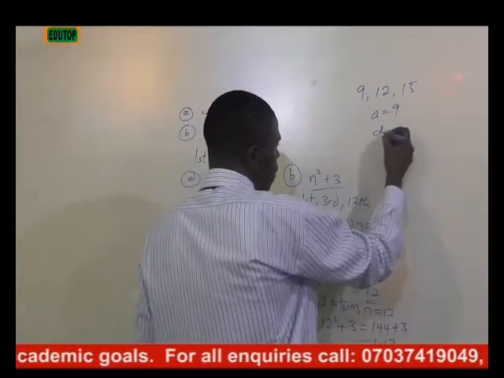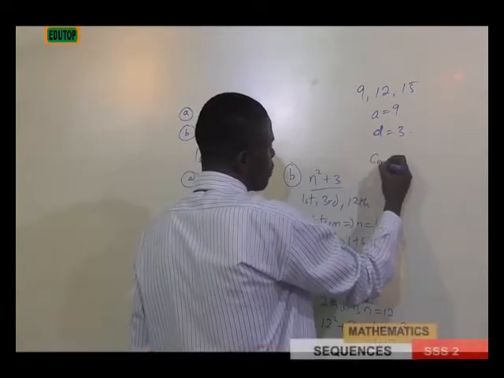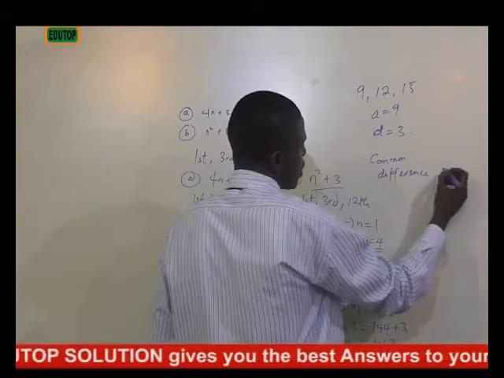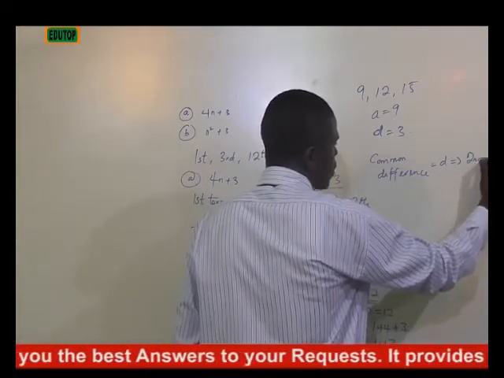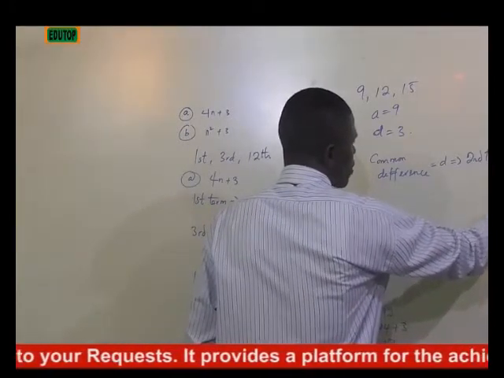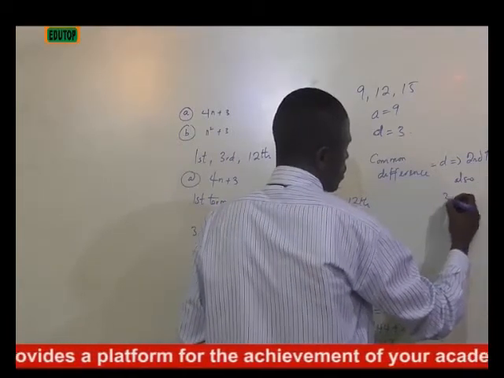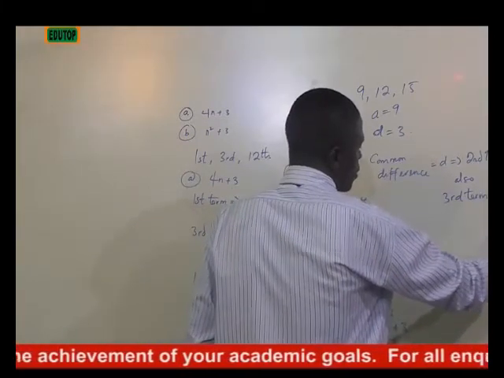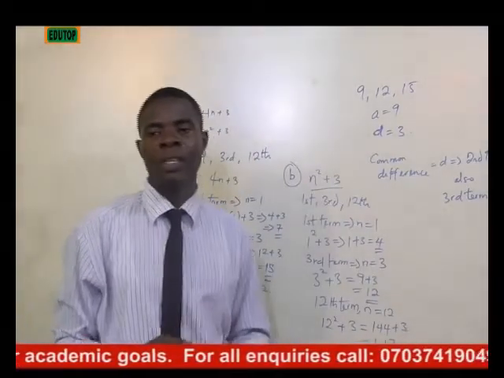The common difference, which is D, can be calculated by subtracting the first term from the second term. Also, the second term from the third term. That is how to determine the common difference of an AP.